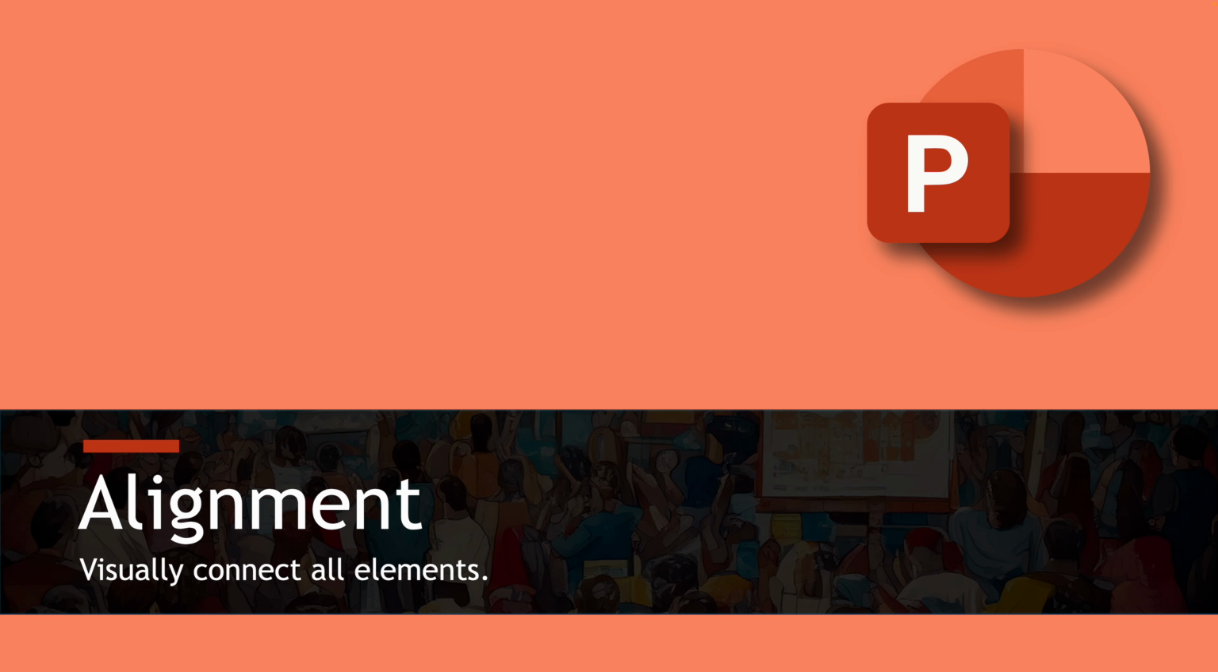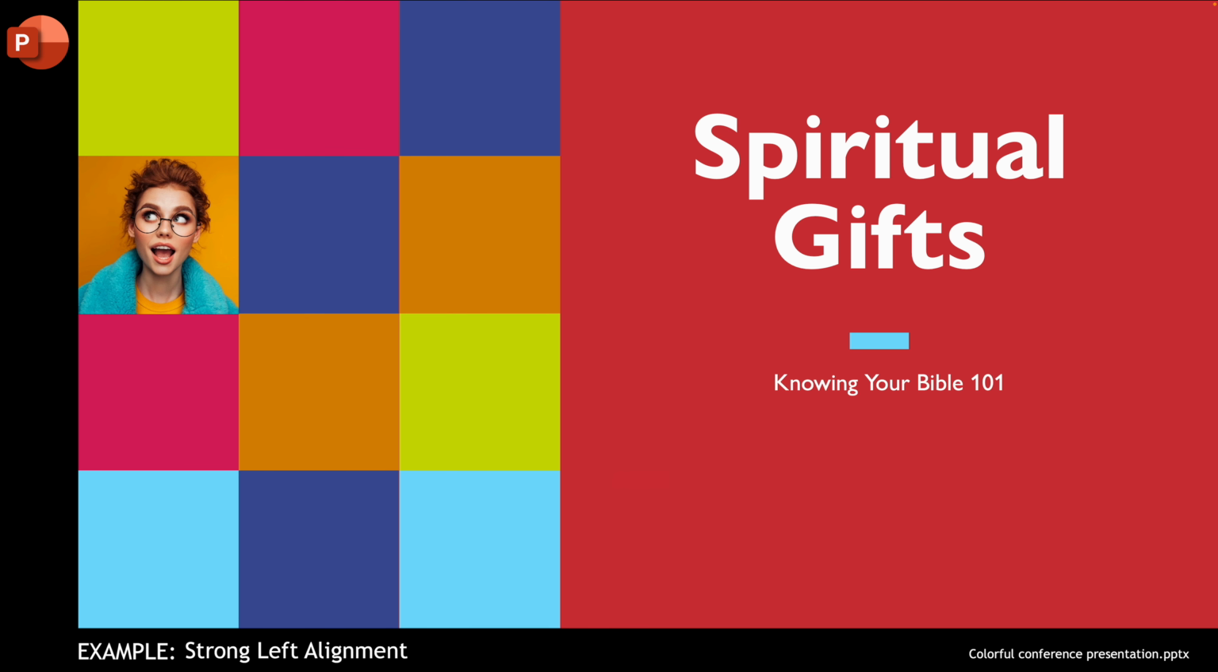All right, let's jump on to the second principle. And this principle is alignment, where we need to visually connect all the elements. Nothing should be placed on the page arbitrarily. Every item should have a visual connection with something else on the page. And while items are aligned on the page, the result is a much stronger cohesive unit.